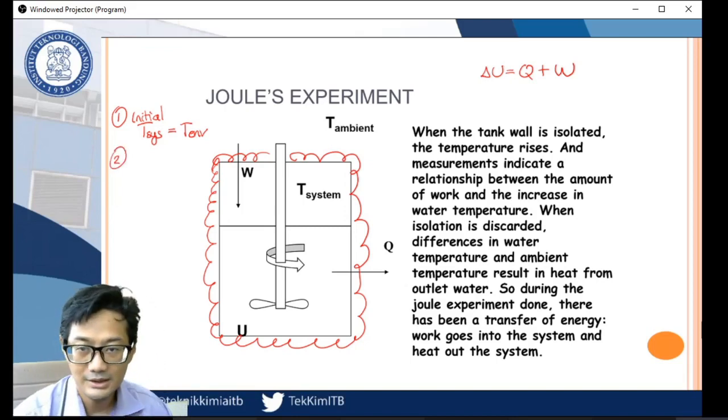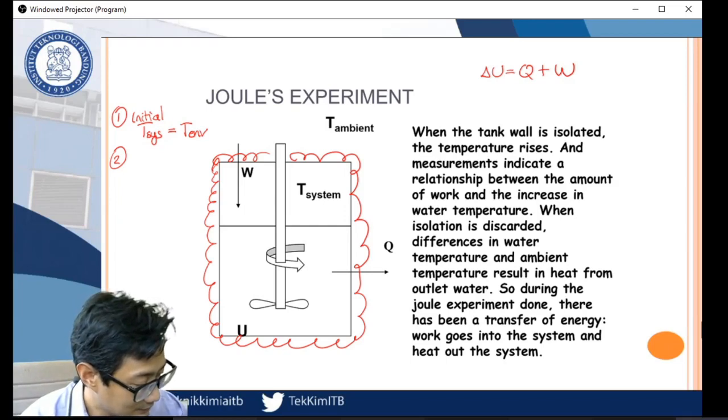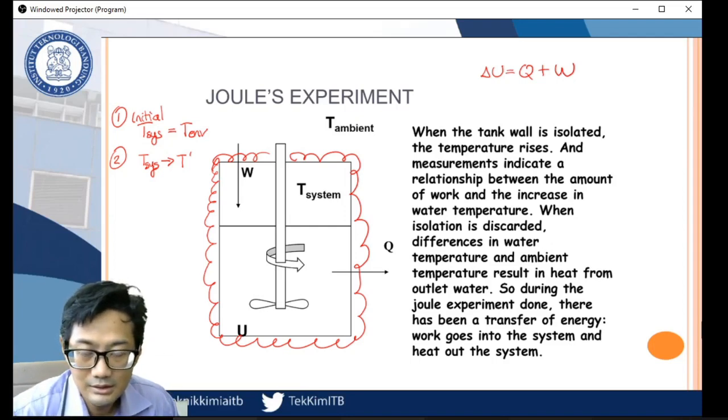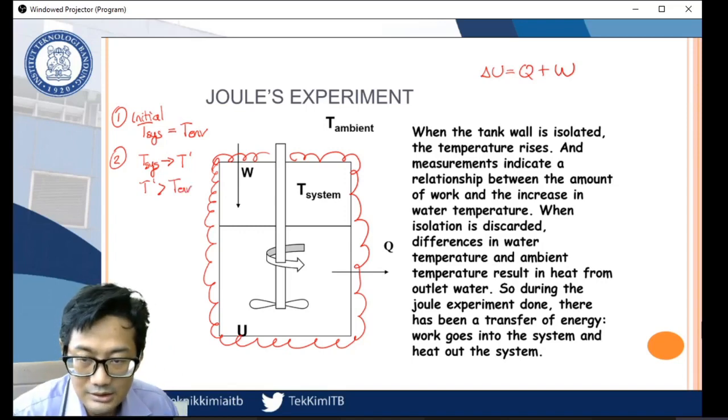The second step, what he did is he tried to put work on the system using this impeller. So he stirred the water continuously, and he checked the temperature inside the system. And he saw that the temperature rose up to a certain point. So in the second condition, this T system is increasing from T0, let's say, to T final. Okay, this is the condition. This T final is higher than T environment, the surrounding temperature.